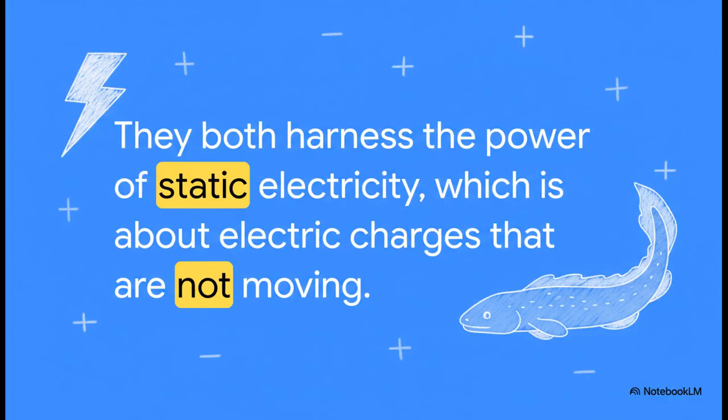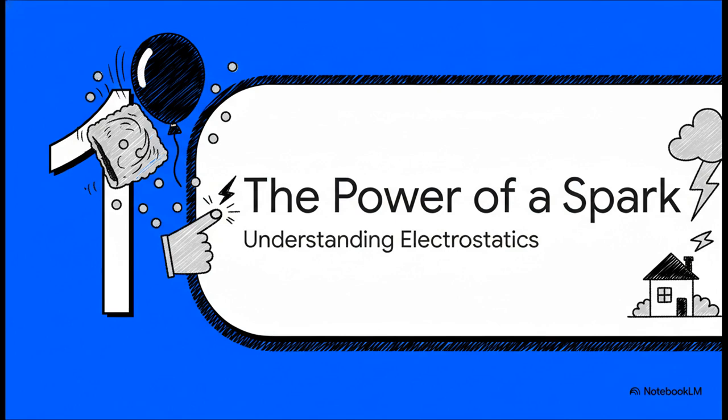Can you believe it? Both of these incredible, powerful things run on what we call electrostatics. And really, all that means is electric charges that are static, not moving around. It's the science behind pretty much every spark, shock, and zap you can think of. Okay, so for our first part, we're diving deep into this power of a spark. We're going to break down exactly how these static charges build up. And you know what? It all starts with something as simple as rubbing things together, friction, and these tiny little particles called electrons doing their thing.